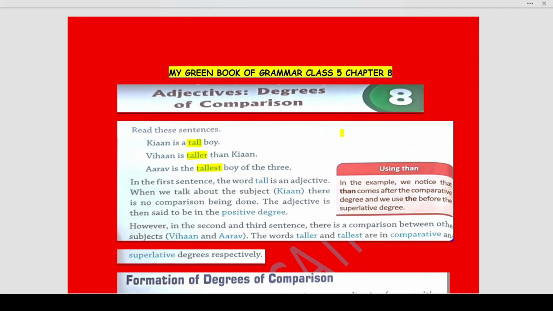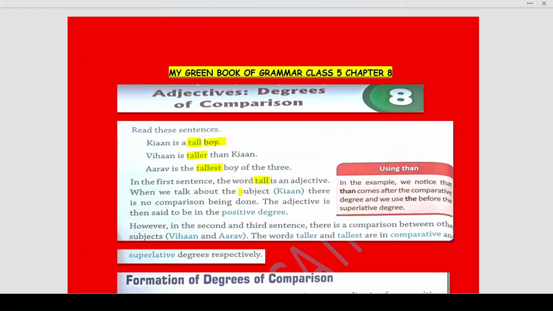What is an adjective? An adjective is a describing word. What does an adjective describe? It describes a noun. So, over here, the noun is boy, and the adjective which is describing the boy is tall.